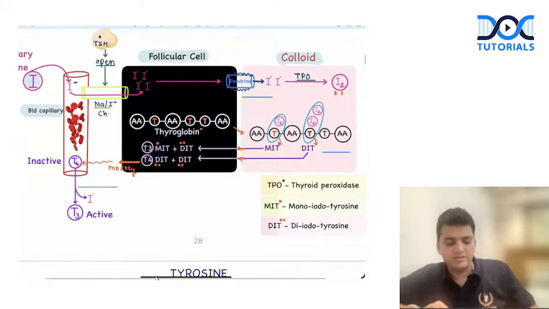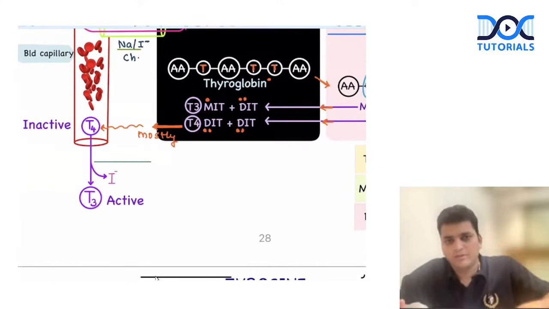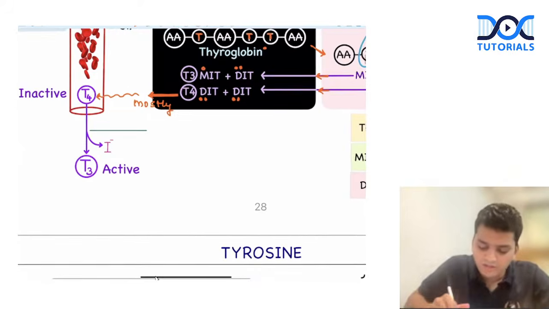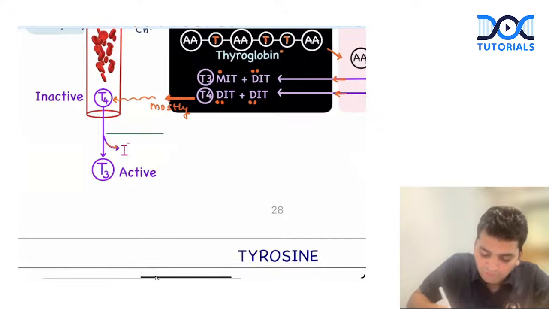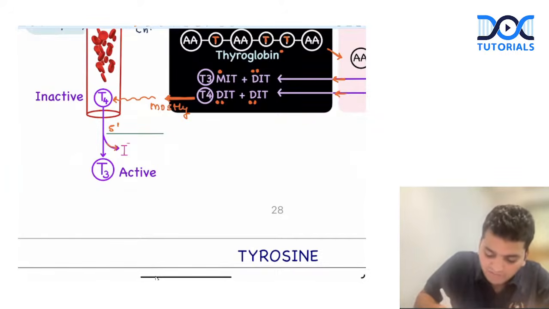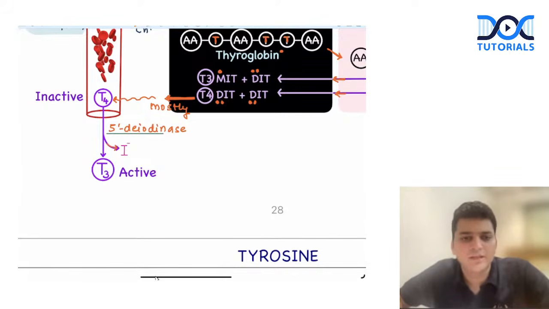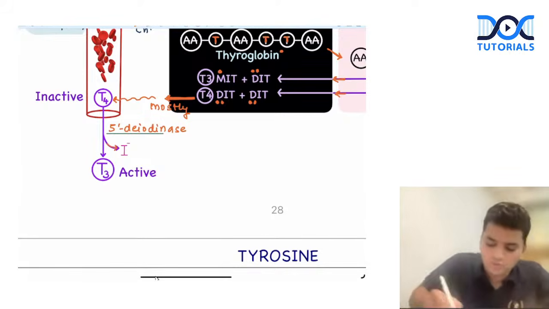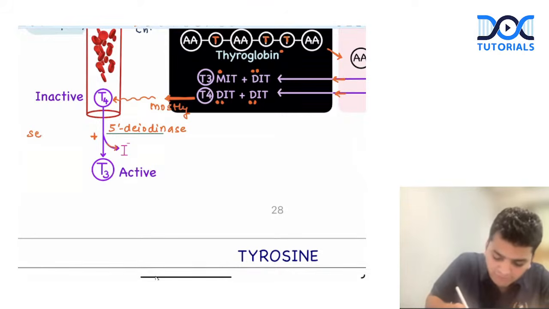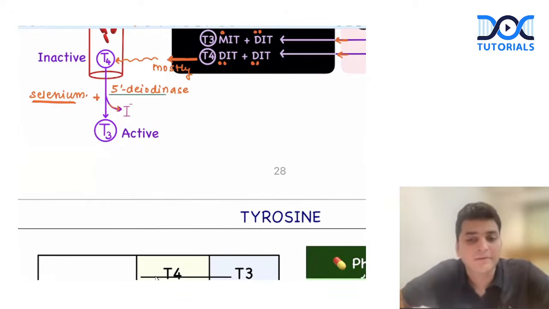And how to do that? This T4 comes in the blood. For example, the brain wants the thyroid hormone. The brain will take the T4 from the blood, will remove one iodine from the fifth position. So the name of the enzyme is 5-deiodinase. If you remove one iodine with the help of the enzyme deiodinase, the T4 converts into T3, and the T3 is the active hormone. To do this reaction, we also require selenium. So selenium is helping us in converting the T4 into T3.